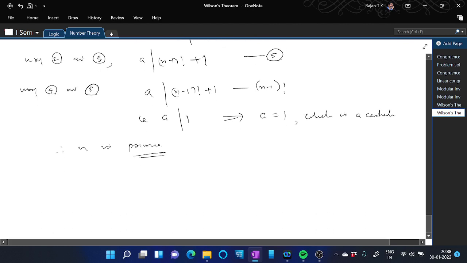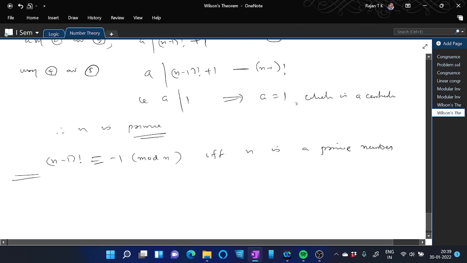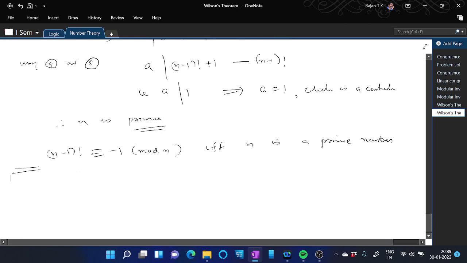So combining Wilson's theorem and its converse, it can be stated like this. If n is any integer, then (n-1)! is congruent to -1 mod n if and only if n is a prime number. Whereas n is a prime number if and only if (n-1)! is congruent to -1 mod n. So this result could be used for checking a number is prime or not.